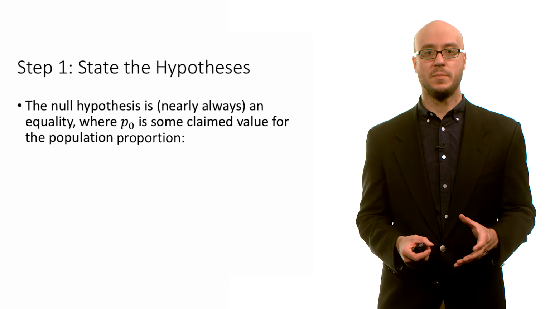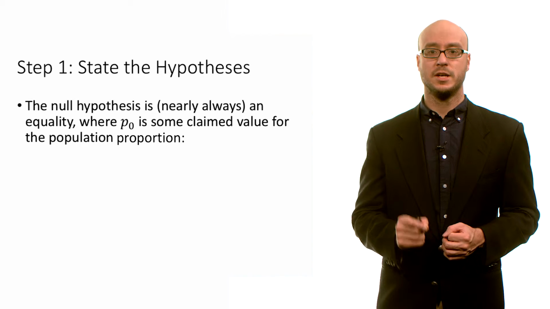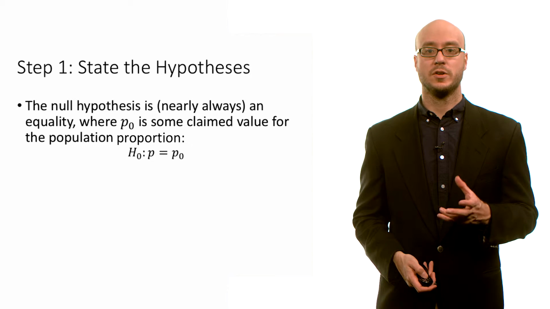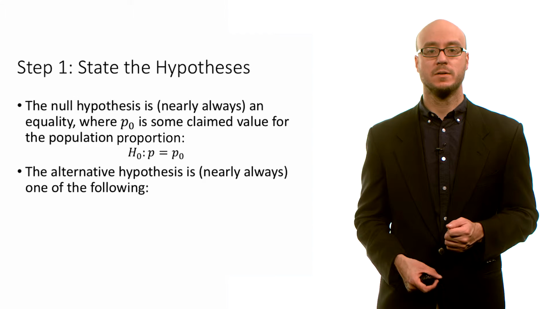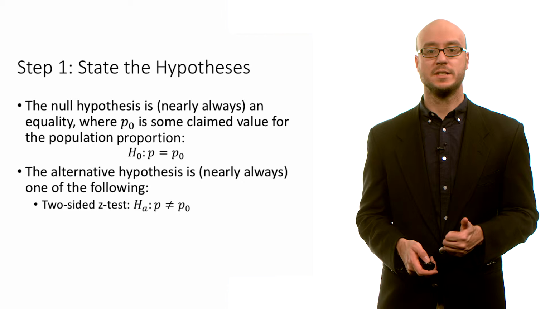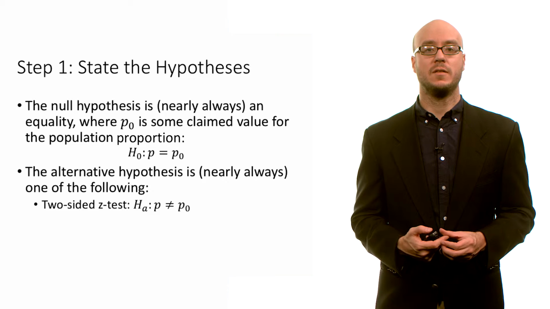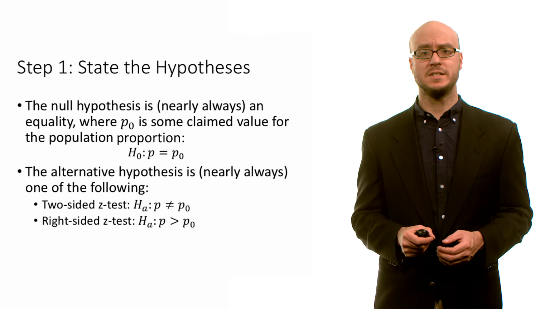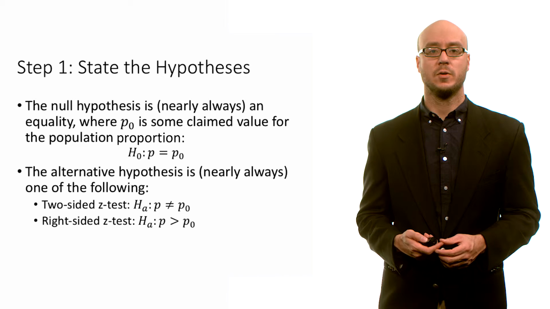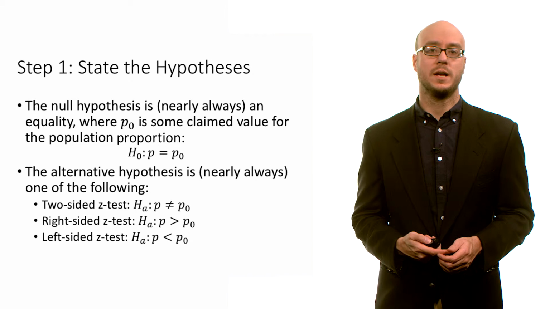Step 1, you state the hypotheses. The null hypothesis is almost always an equality, and we use p subscript 0 to refer to that claimed value for the population proportion. So the null is that p equals p subscript 0. Then the alternative hypothesis is almost always one of these options. For a two-sided z-test, the alternative is simply that the population proportion does not equal that claimed value. A right-sided z-test is that the population proportion is in fact greater than the claimed value of the null hypothesis, and the left-sided test is that the population proportion is less than the claimed value of the null hypothesis.